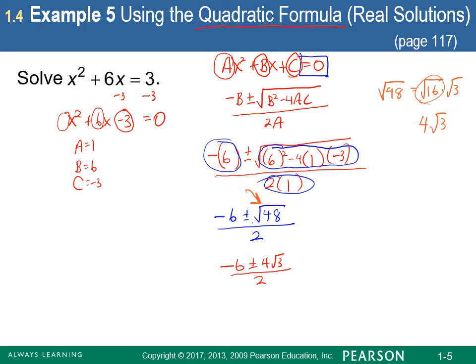We can do some simplifying. Negative 6 over 2 and 4 square root of 3 over 2. This would come out to be just a 3. These can be put together, and that's what our answer is going to look like.